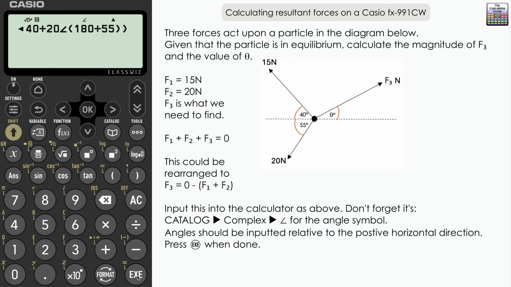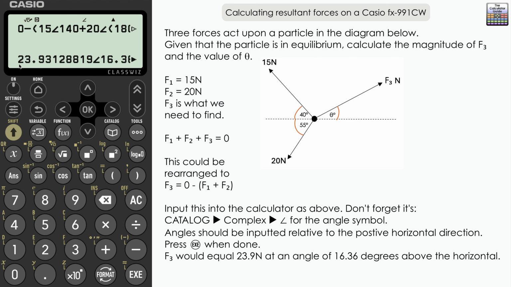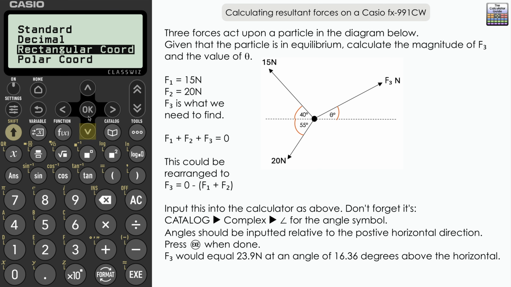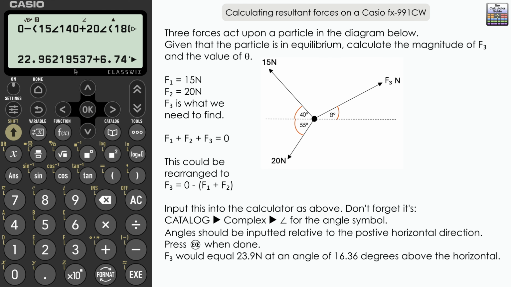Press execute. And let's have a look at the answer that we have now. While the resultant force would be 23.9 and so on newtons, and the angle that it would act at is 16.36 degrees. Now that's positive, so that's 16.36 degrees above the horizontal. Again, if we want to break that down into horizontal and vertical components, it's format and rectangular coordinates. We've got 22.96 in the I direction, in the X direction, plus 6.74 in the J direction or the Y direction.